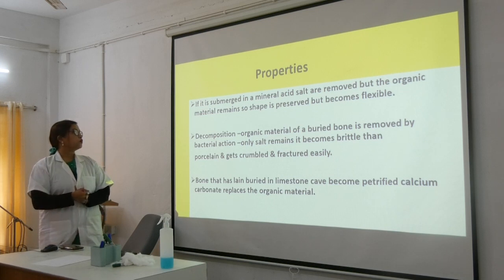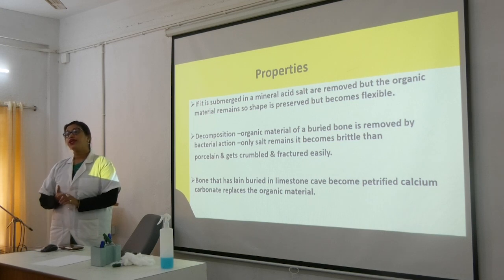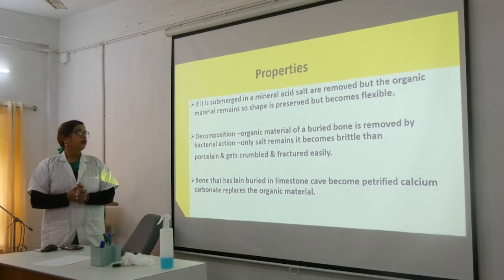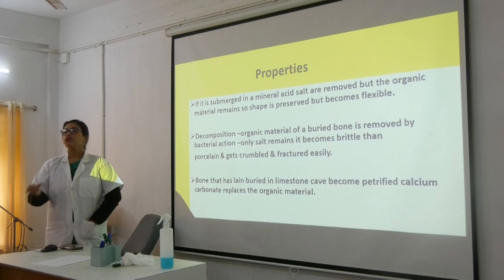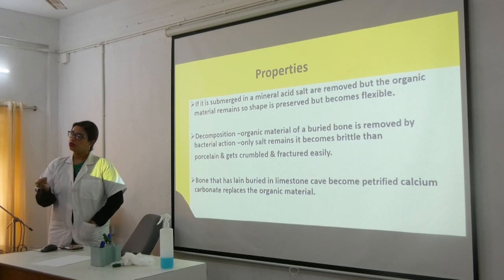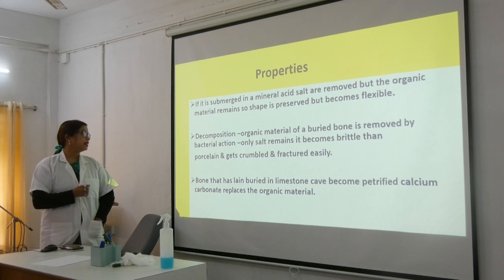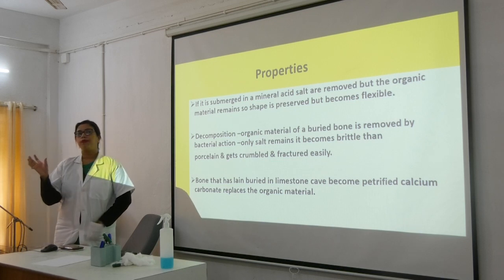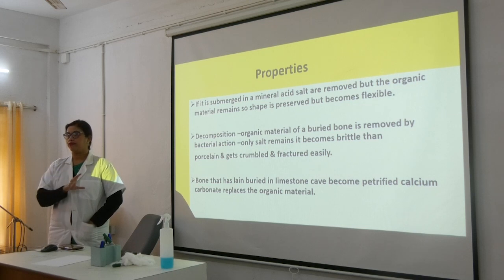Then the second one is decomposition. When will it happen? After death. At that time, what will happen? Only salt remains. The intracellular matrix has gone. Only salt is there. So it will become fragile and brittle. That is known as decomposition. It happens gradually. Then the third one is, suppose you keep any bone in a limestone cave. What will happen to that?